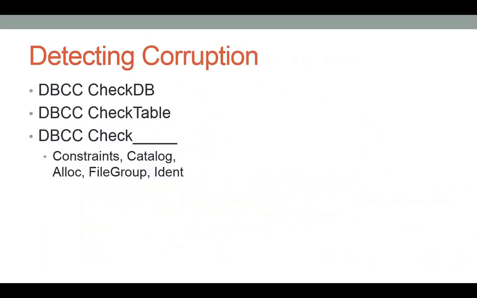And then there's a bunch of other options with DBCC CHECK, where you have CHECKCONSTRAINTS, CHECKCATALOG, CHECKALLOC, CHECKFILEGROUP, CHECKIDENT. They go through, and each of these does a subset of what the entire CHECKDB command would do. And you can get similar output from those.